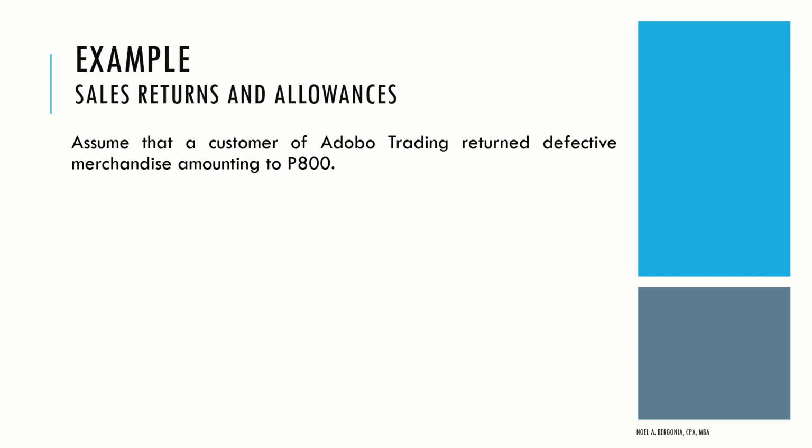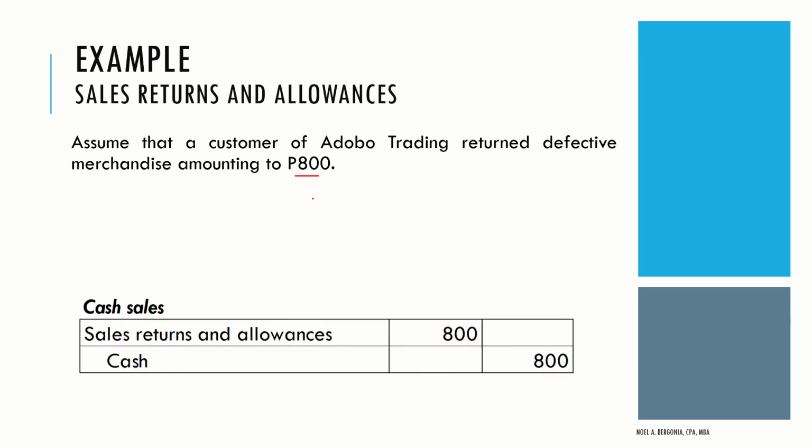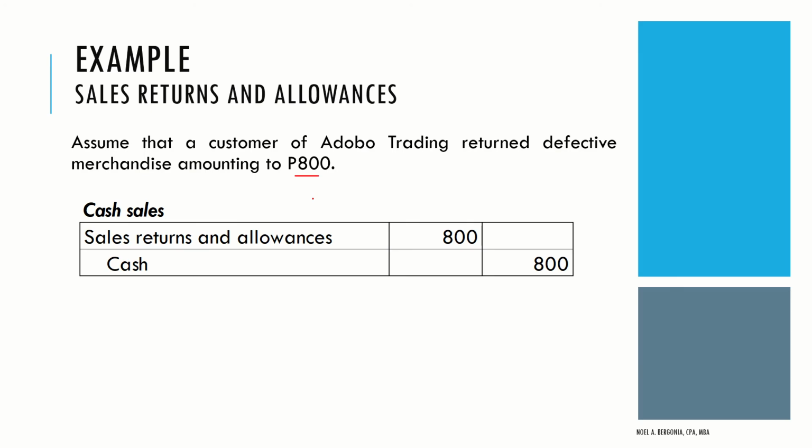So how do we record it? Okay, so let's assume that a customer of Adobo Trading returned defective merchandise amounting to 800 pesos. Okay, so nakadepende sa kung sabi natin kanina, nabenta ba siya through cash or nabenta po ba siya on account, kung paano po yung magiging recording natin. So if ever that it is sold for cash, okay, pag nagbalik si customer at ni-refund mo yon, then we will simply debit sales returns and allowances and credit cash. Okay? Credit cash kasi ni-refund natin.